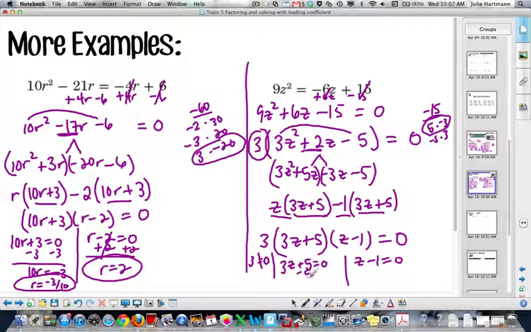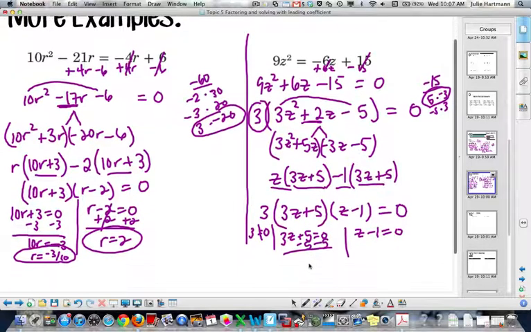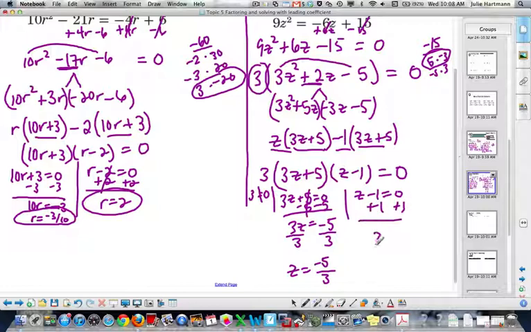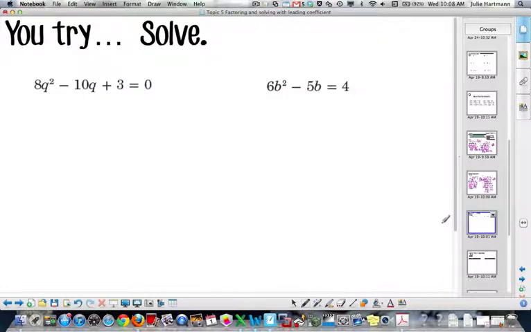Okay, with the other two, so I have 3z equals negative 5, divide by 3, z equals negative 5/3, and add the 1, so z equals 1. So there are the 2. Okay, and I believe that's it. These are your U tries. So you have 2 of them to try, and we'll go over tomorrow.